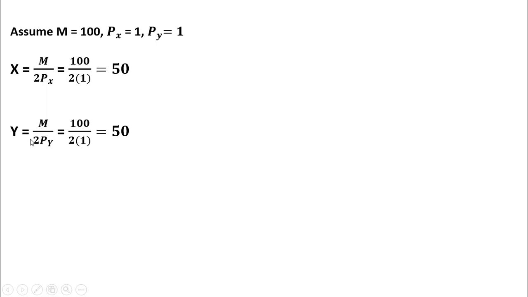All right, now let's assume some numbers here. Income is 100, and the price of good X and price of good Y are $1 each. Evaluating the ordinary demand, the consumer will buy 50 units of good X. Evaluating the ordinary demand for good Y, the consumer will get 50 units of good Y. At 50 and 50, utility will be 2,500.